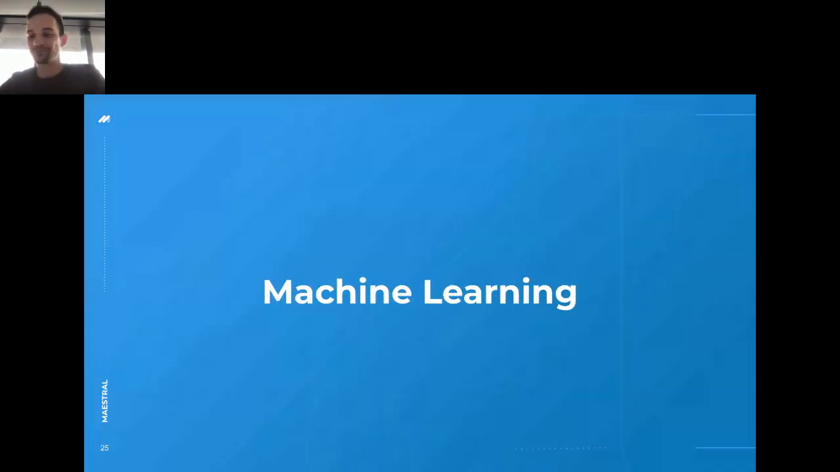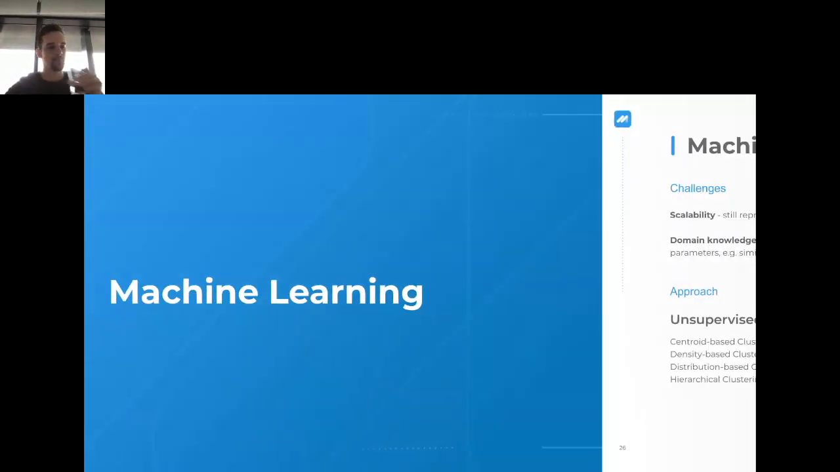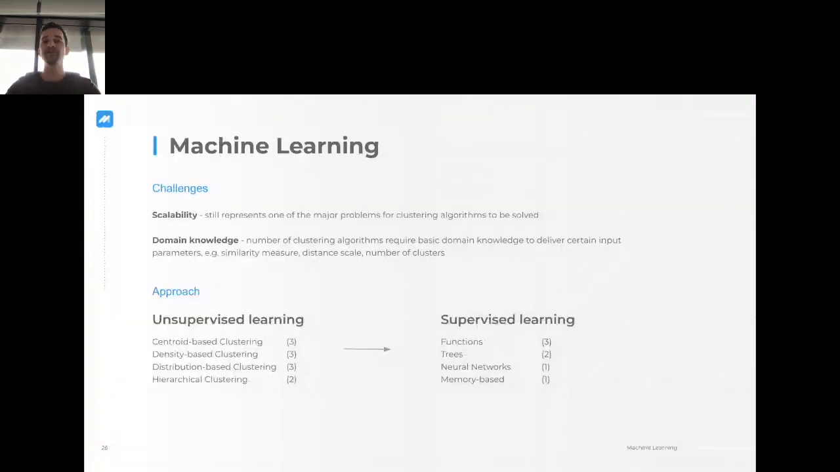Machine learning. So the main challenges we had to face were, of course, scalability, because it still represents a major problem for the clustering algorithms to be solved, and domain knowledge, because a number of clustering algorithms require basic domain knowledge to deliver certain input parameters, such as similarity measure, distance scale, number of clusters, etc.